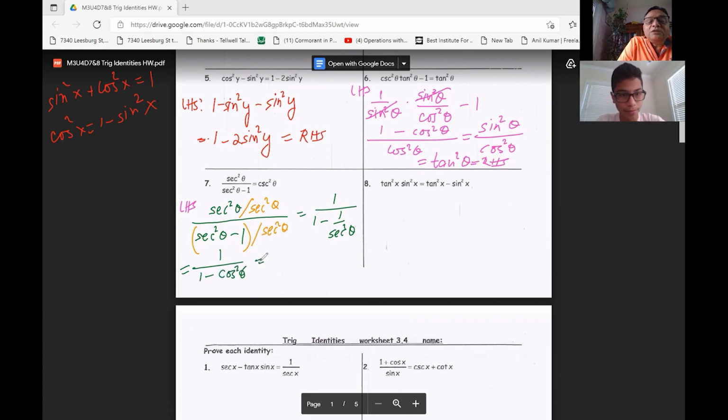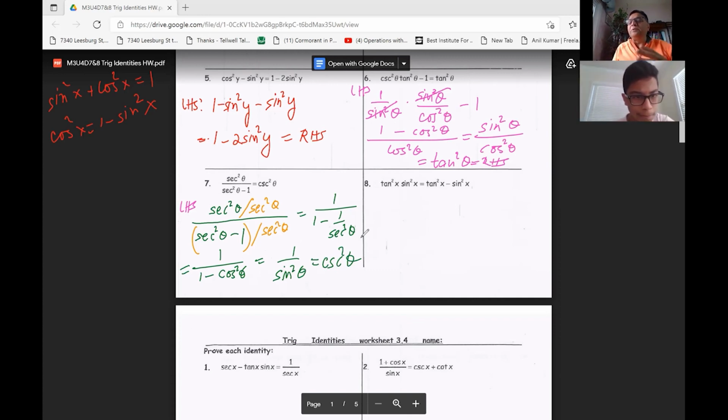Is that clear to you? Now 1 minus cos square theta is 1 over sine square theta. Does it make sense? And so we can get cosecant square theta. Do you see how this time I have applied a different way of approaching? You may not appreciate it at this stage, but it gives you a strategy. You get the idea.